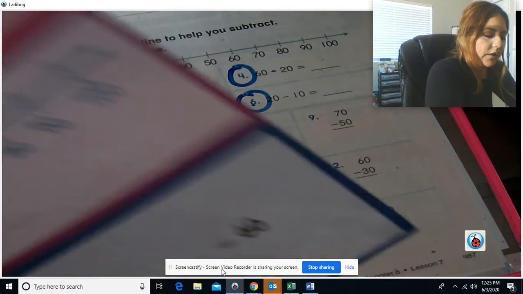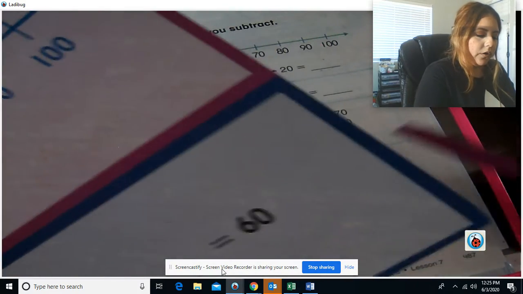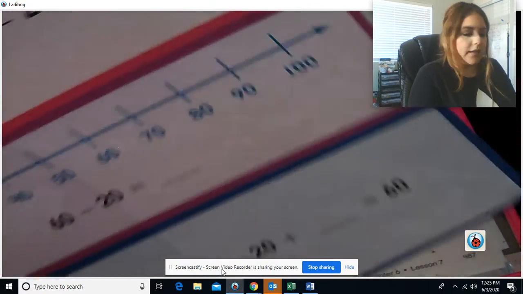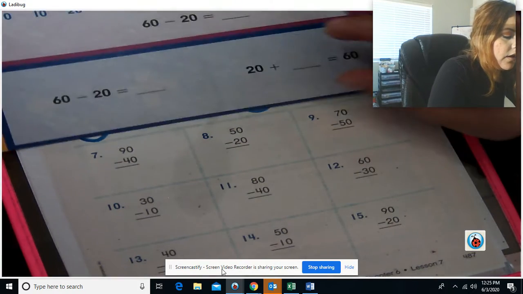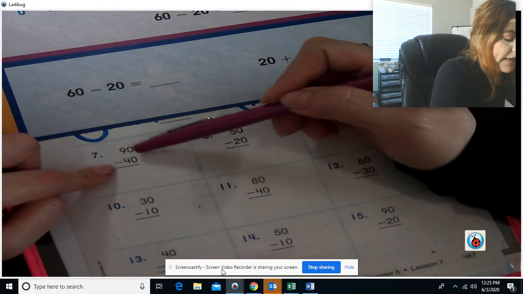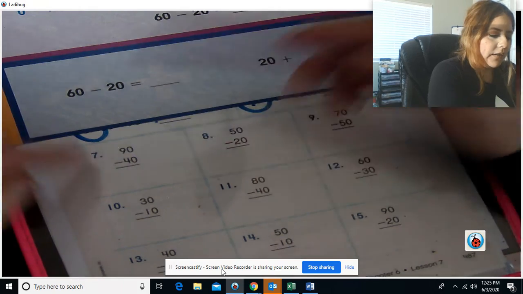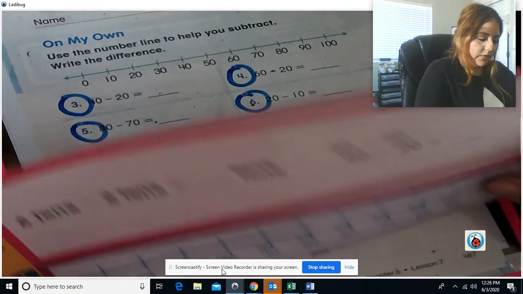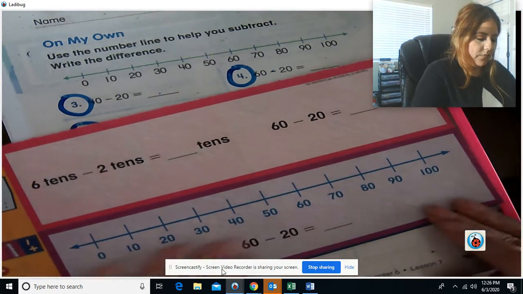So I'm actually going to use this number line for 7, 8, and 9. Number 7 says 90 minus 40. So I'm going to fold this so I have my number line.